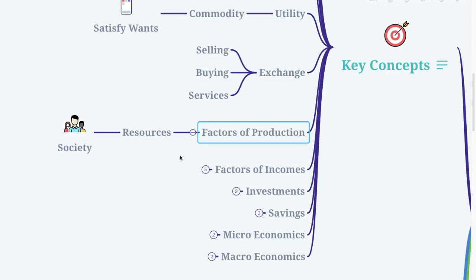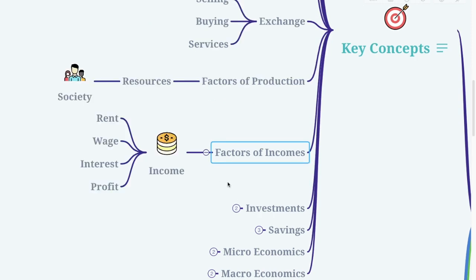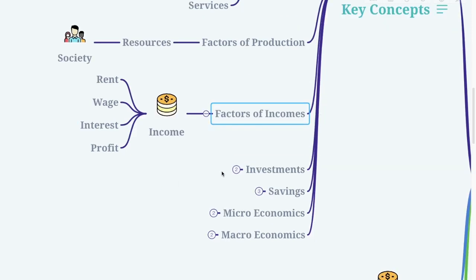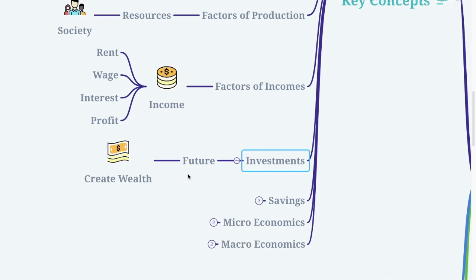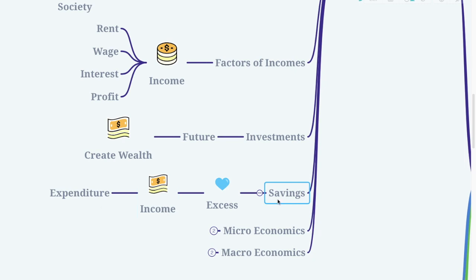What are factors of production? The resources of society which are used in the process of production, like land, labor, capital, etc. Factors of income. Factors of income is a way of getting income from rent, wage, interest, profit, etc. Investment, the purchase of goods that are not consumed today but are used in future to create wealth. An example is buying a plot of land as an investment for your future. Savings, excess of income over expenditure is called savings. That means you save more than you spend.